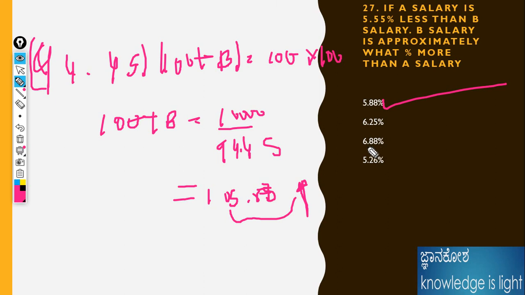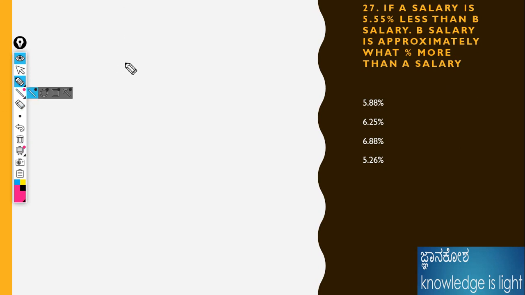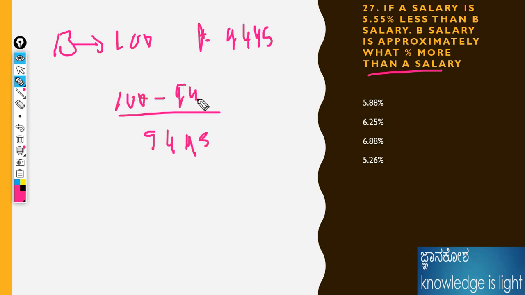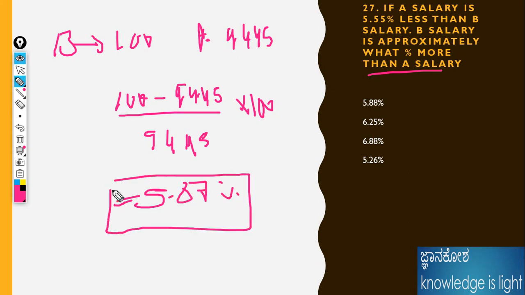Or else we can do it with this method as well. See, if we think B is equal to 100% and A is less than that, 94.45, then we need to take that number, 100 minus 94.45, into 100. If you solve this one, we will get the definite answer, 5.88%. This is also possible. We can do it like this.